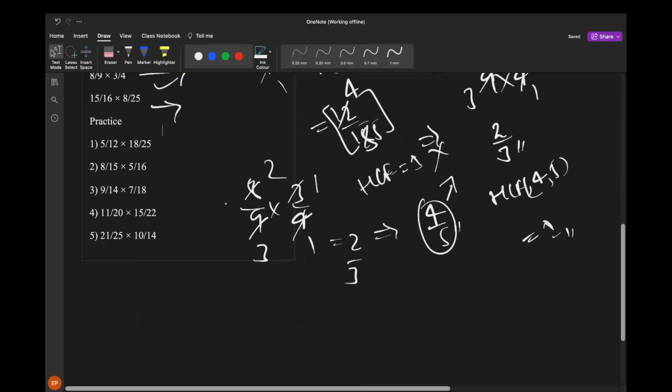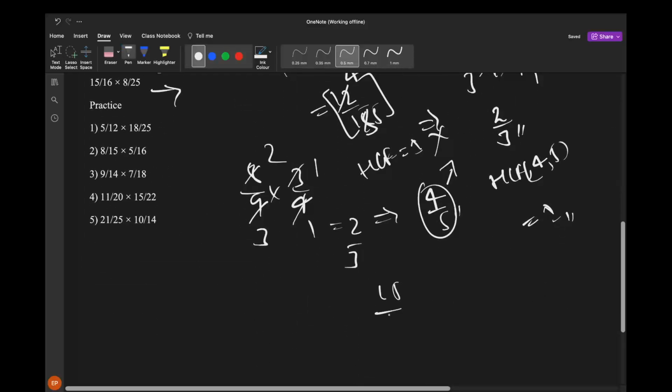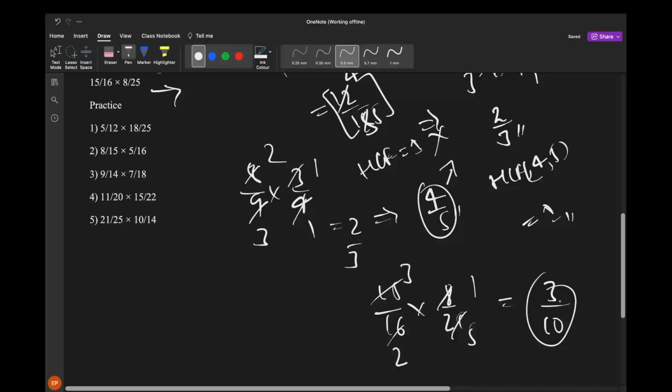What about 15 by 16 into 8 by 25? 8 1s are 8, 8 2s are 16, 5 3s are 15, 5 5s are 25, which gives us 3 by 10. 3 1s are 3, 2 5s are 10. Is it the simplified form? Yes, because HCF of 3 and 10 is 1.